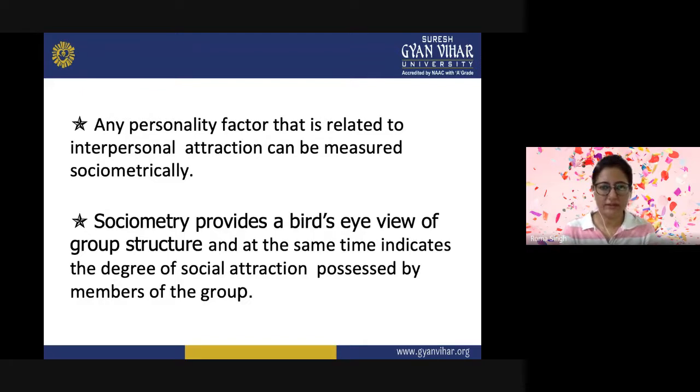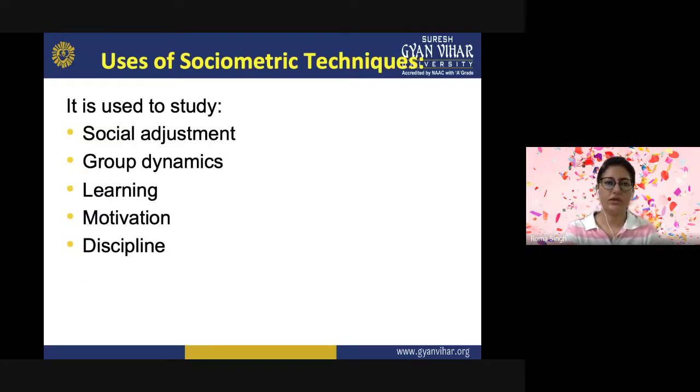Any personality factor that is related to interpersonal attraction can be measured sociometrically. So if there is any kind of disorder in the personality, that can also be found out. So sociometry provides a bird's eye view of group structure, and at the same time indicates the degree of social attraction possessed by the members of the group. So basically, it is used to study social adjustment, group dynamics, learning, motivation, discipline.